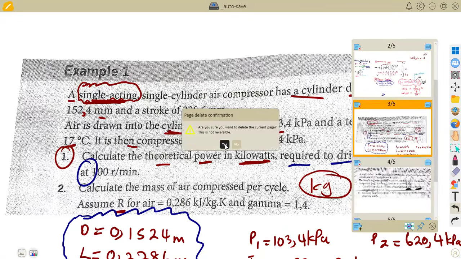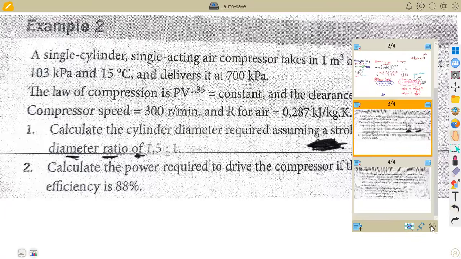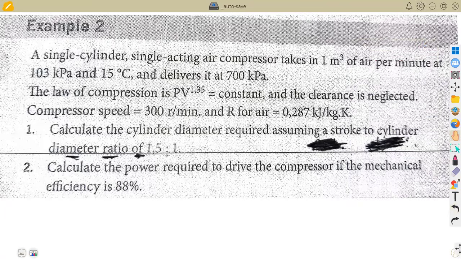Okay, so I want us to check something here. Another question, actually. If you check, there we have a single acting again. There it's a single cylinder, single acting. So the speed is not affected there. But I want you to be careful of what is happening this time. Let us move on. They are saying it takes in 1 cubic meter of air per minute.